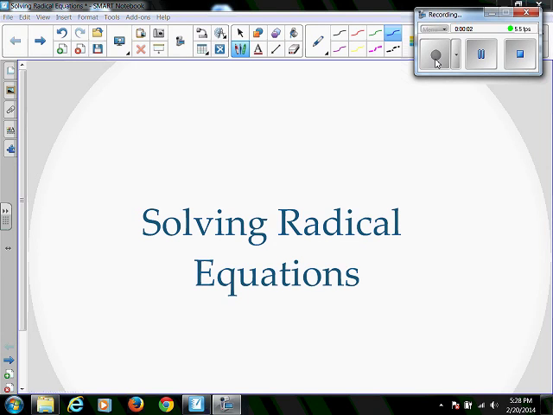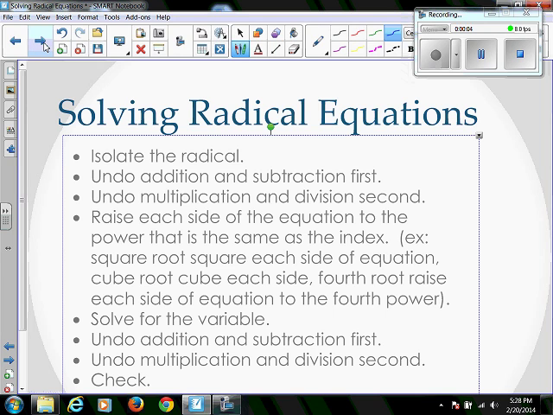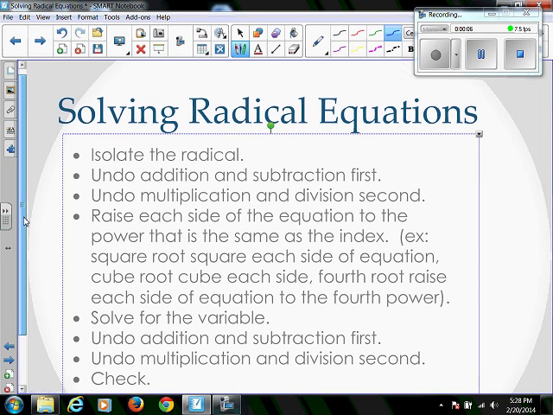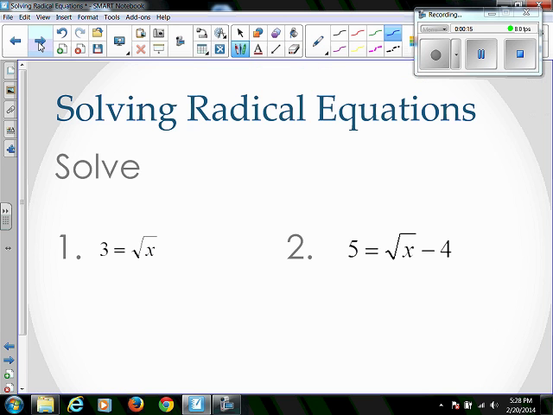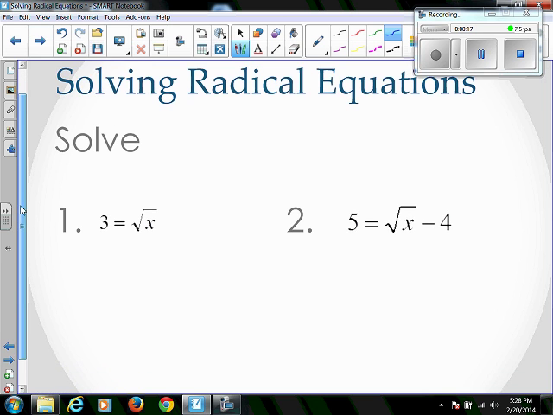Today's lesson is on solving radical equations. Here are your steps to solving radical equations. You're going to need to write these down and use them to help solve these problems. Let's look at the first problem.